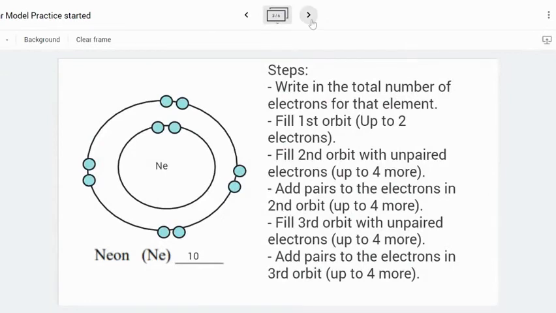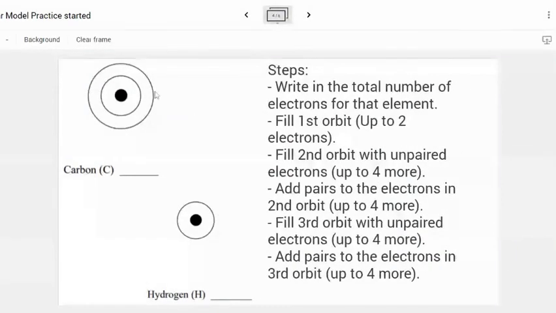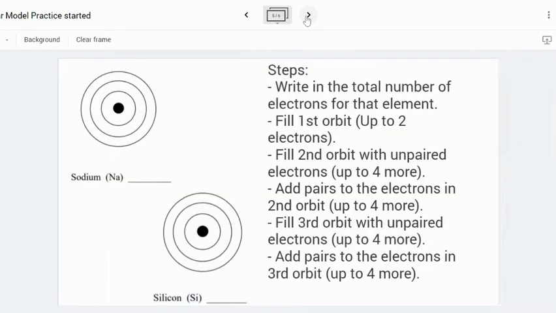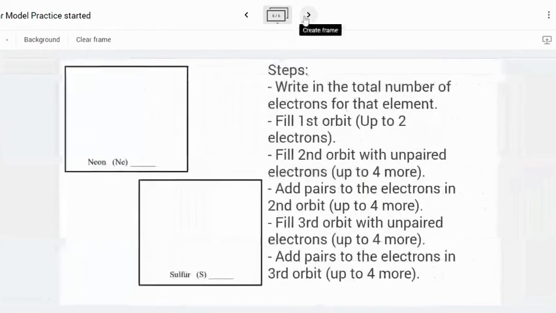So for neon, you see how it ended up. For carbon and for hydrogen, you're going to look up the atomic number. You're going to make your little electrons and you're going to lay them out. Same for sodium and silicon. On the last slide, you need to create a diagram to work on. For the nucleus, you can represent that just with the atomic symbol Ne for neon.